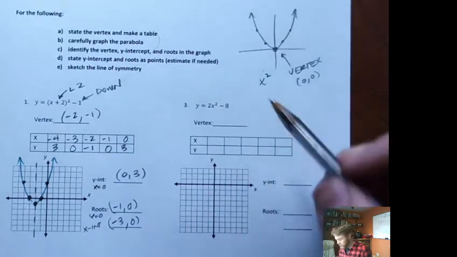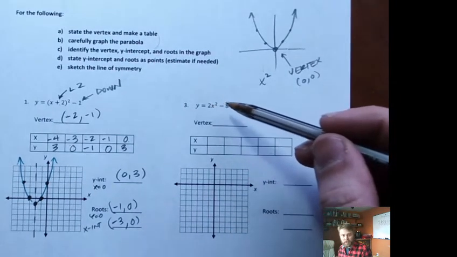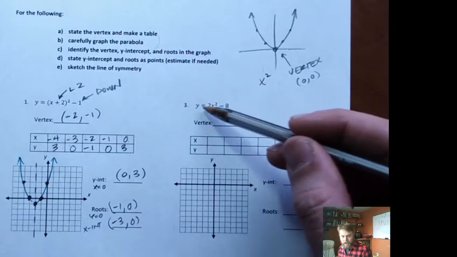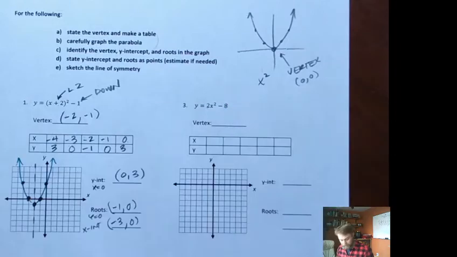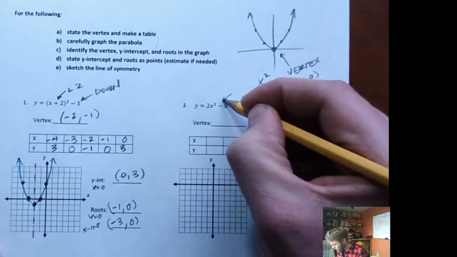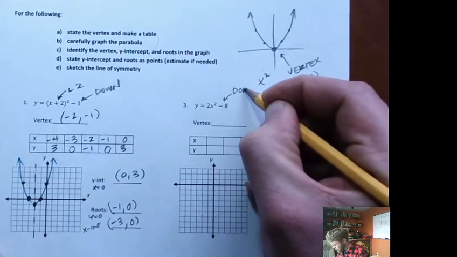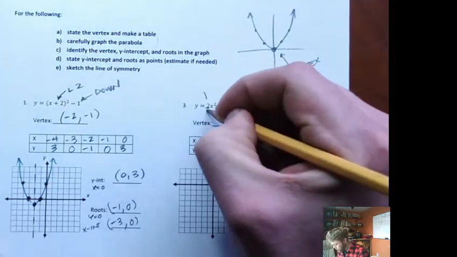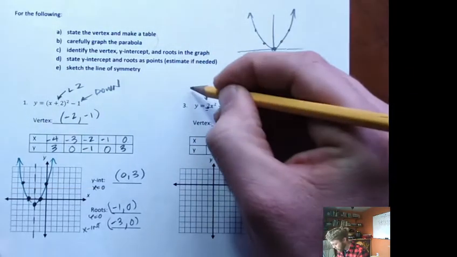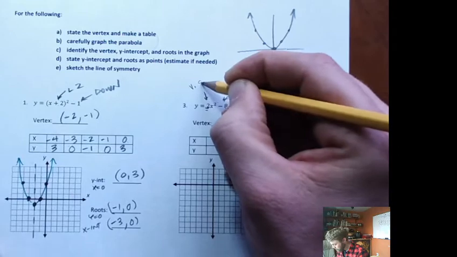All right, the next one doesn't have a parenthesis. It's 2x squared minus 8. And so this one is not moved left or right at all, but it is multiplied by 2. That doesn't change the left-right. The only thing going on in this is down 8. What that 2 does when you multiply is a vertical stretch. You'll see that in a second here. V for vertical stretch.